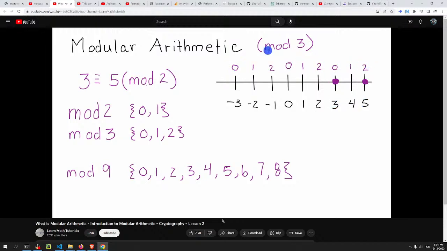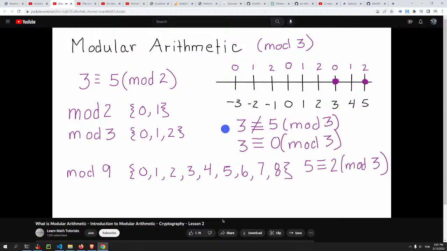If we're looking at 3 and 5 in mod 3, 3 and 5 are not congruent. 3 is congruent to 0, and 5 is congruent to 2. So therefore, we would say 3 is not congruent to 5 when we're dealing with mod 3. But we can say 3 is congruent to 0 in mod 3, and we can say that 5 is congruent to 2 in mod 3. So this is probably a good stopping point for now for an introduction to modular arithmetic.